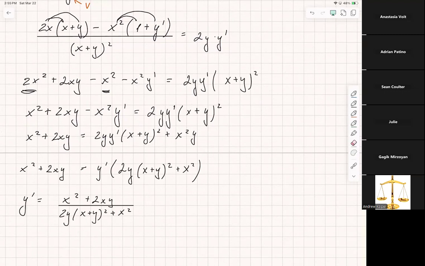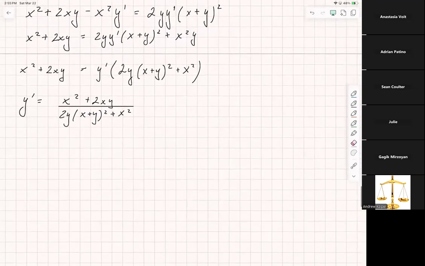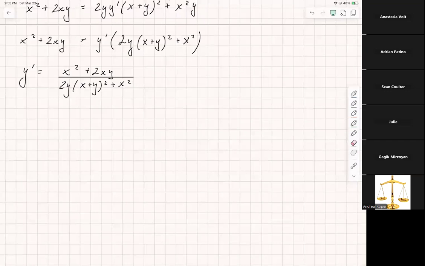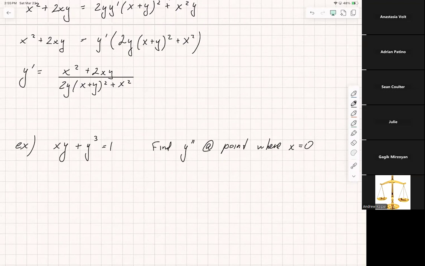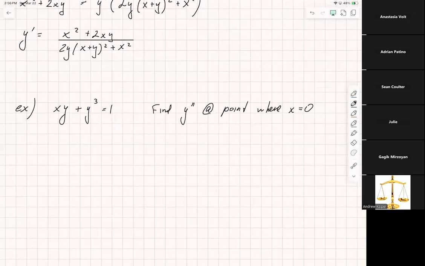Okay, now let me do a couple more problems like this. So let me do this exercise. This one is a bit different: xy plus y cubed equals 1. I want to find the second derivative at a point where x equals 0. Okay, so I give you only the x coordinate. So what you need to do first is find what the y value is, right? So we need the actual point.